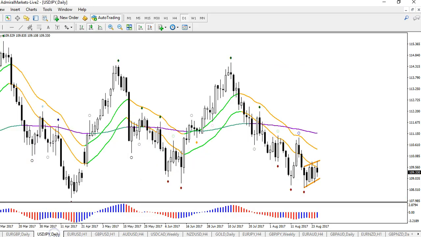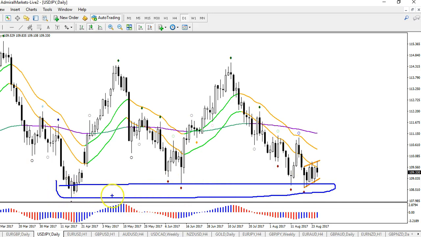Let's move over to the dollar yen. Basically, dollar yen is making a bear flag at strong support levels. You can see, look at these strong support levels on this daily chart, and it could be in a break or bounce spot.